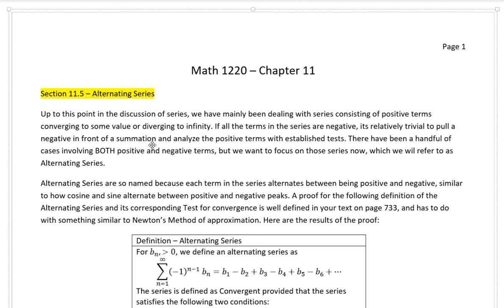Up to this point, we've really just talked about positive terms in series, and if we've had negative terms, the only instances have really been mainly where they're all negative. If all the terms are negative, then you can simply pull a negative in front of the summation and it becomes just the positive equivalent.